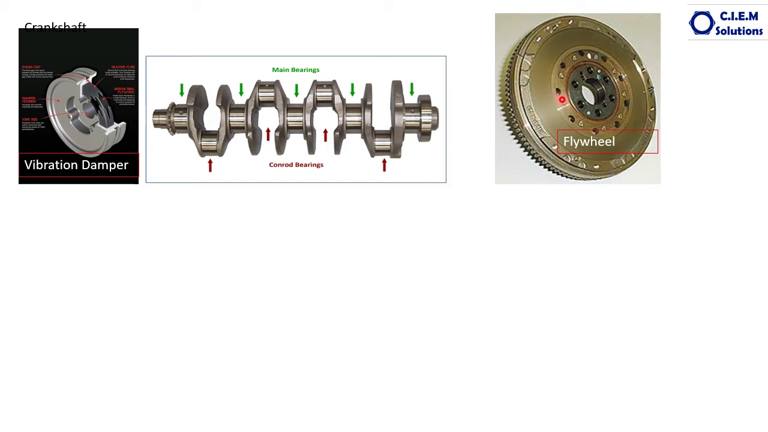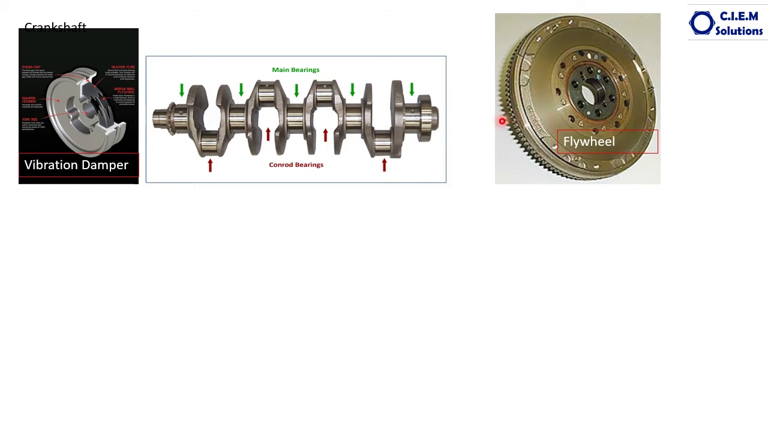So this is the energy storage device, and also it transmits the power very, very smoothly to the next devices like gearbox, clutch and all actually. So the flywheel also is a very important component. In addition to that, a gear ring is fixed on the flywheel to mesh with the self-starter pinion, which is used for cranking the engine for initial firing.